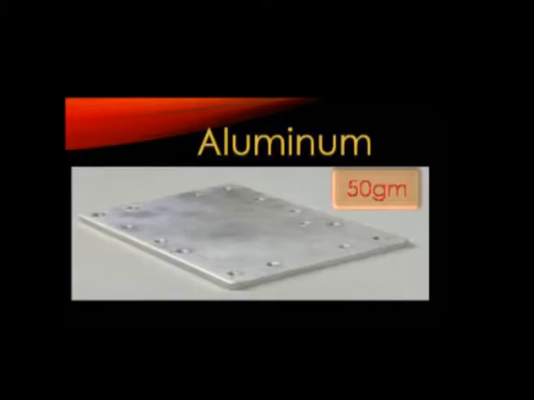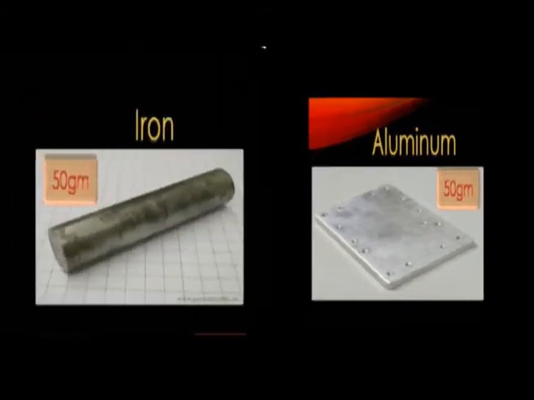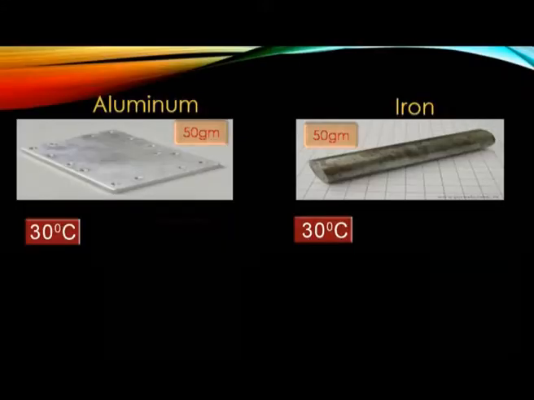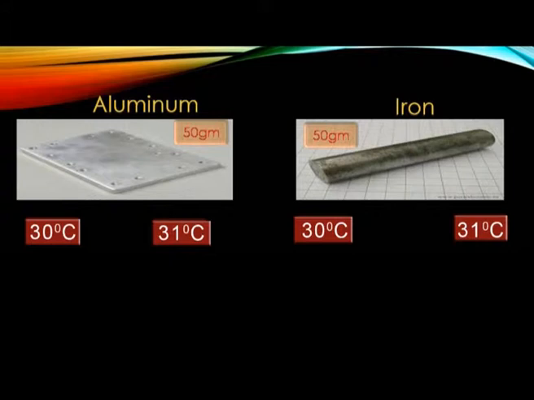Just I will show you some pictures. There is an aluminum sheet and there is an iron rod also, both having 50 grams of mass and both are at 30 degrees centigrade temperature. Now I want to increase the temperature of aluminum and iron also to 31 degrees centigrade. That means I want to raise the temperature from 30 degrees to 31 degrees centigrade.